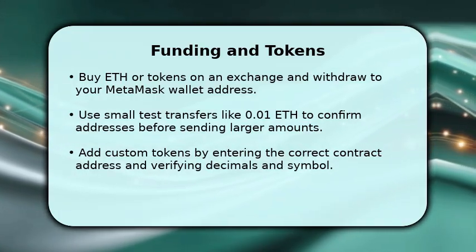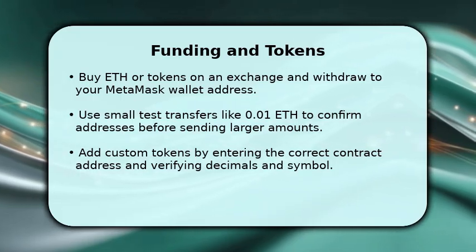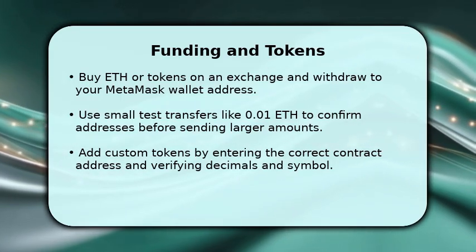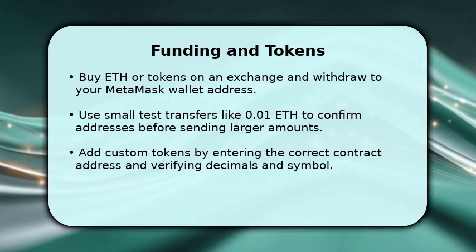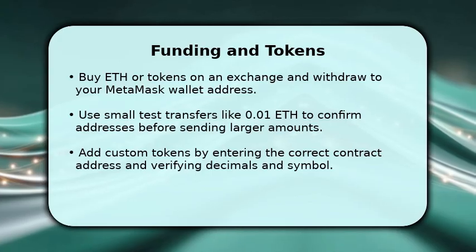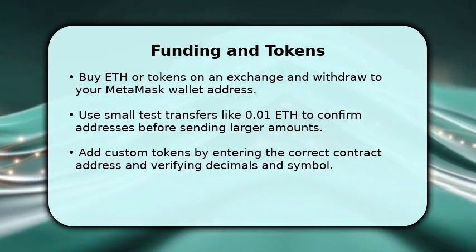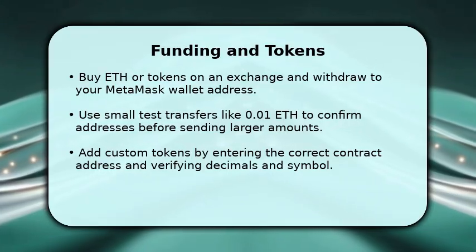0.01 ETH first. Then add custom tokens using the token contract address and confirm decimals and symbol to display balances correctly. I'll explain checking transaction confirmations, avoiding fake token contracts, and using token explorers to verify addresses so you can trade confidently without losing funds to mistakes or scams.